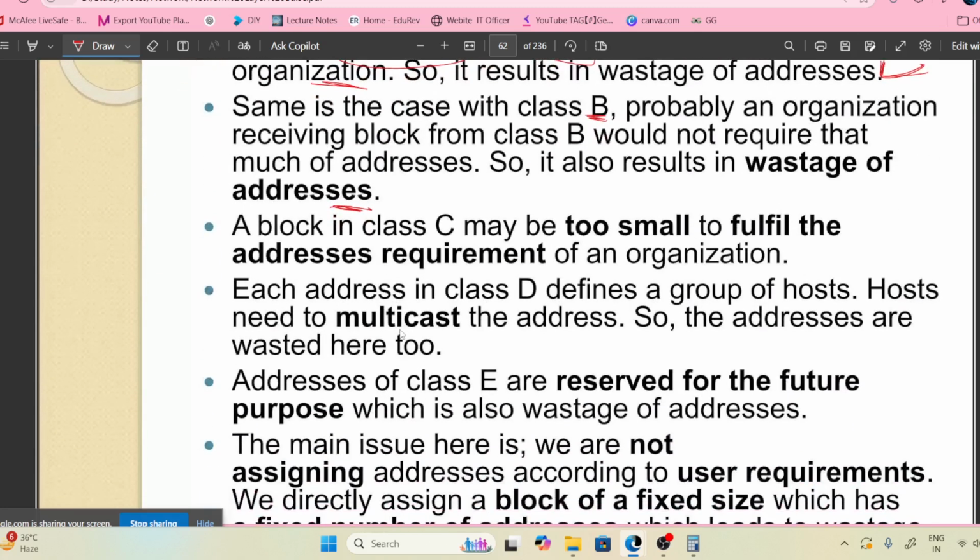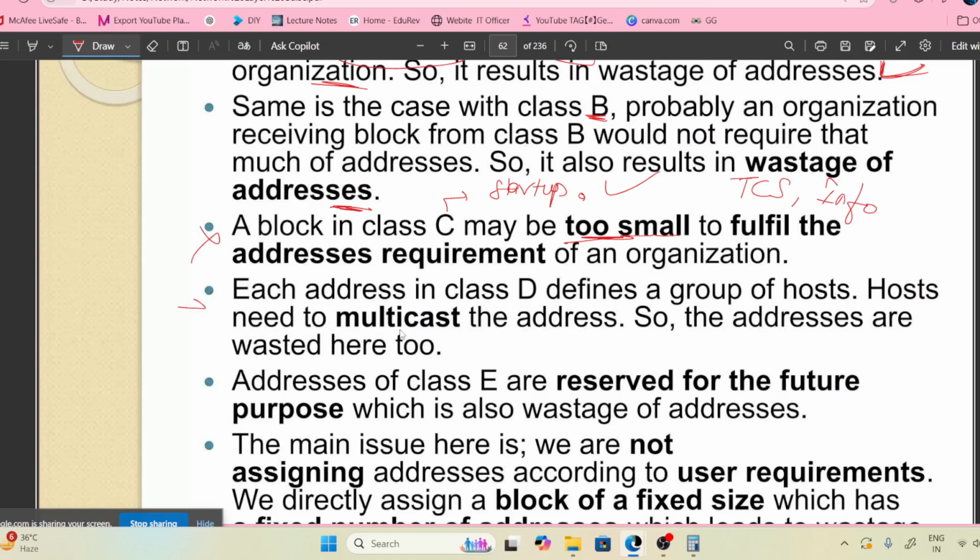Now we have class C, which is too small to fulfill the address requirement. If it is a startup, then it is okay. But suppose there is an organization like TCS or Infosys. For them it is not recommended.